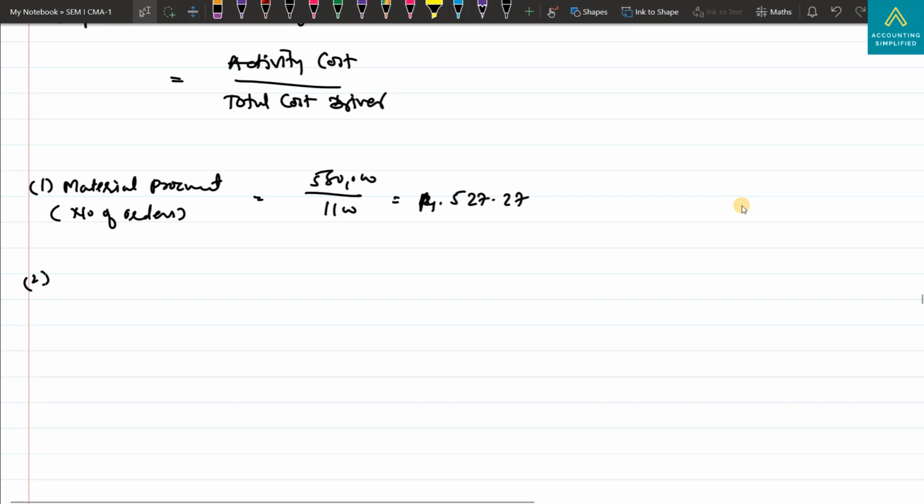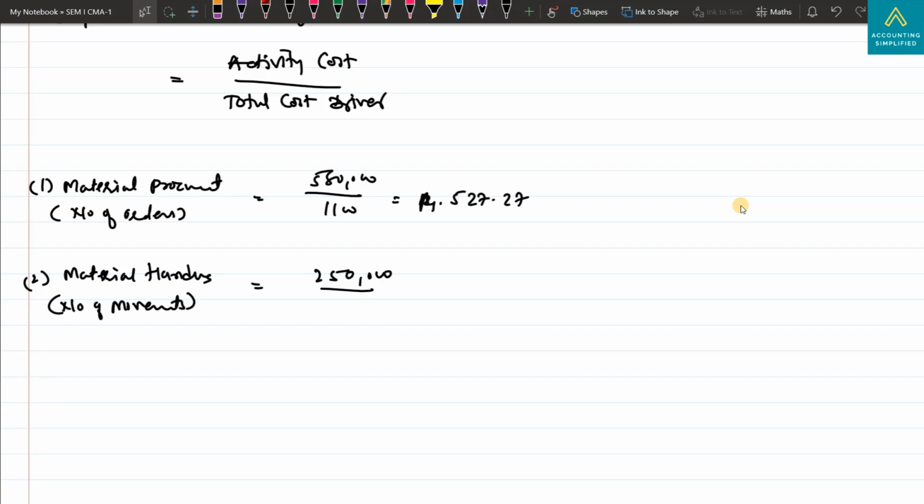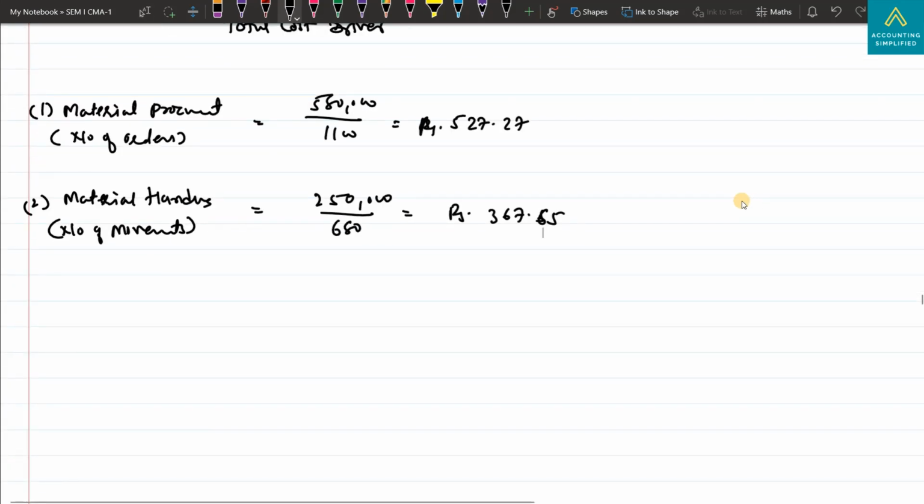So second, material handling. The base is already given: number of movements. So what is the total? Total cost is 2,50,000 divided by how many movements? 680 movements. So it comes to rupees 367.65. Similarly, find out for all.